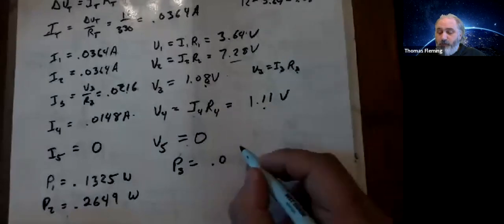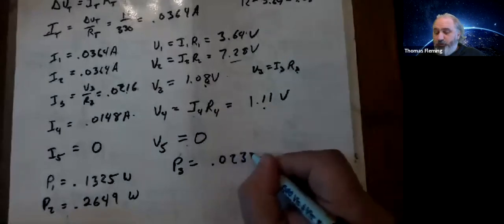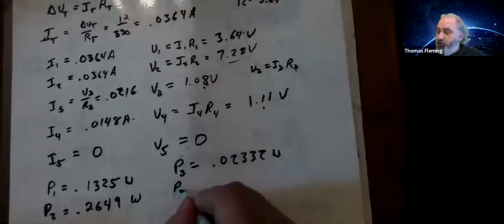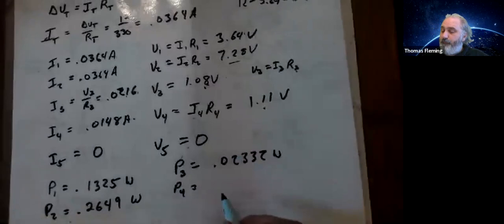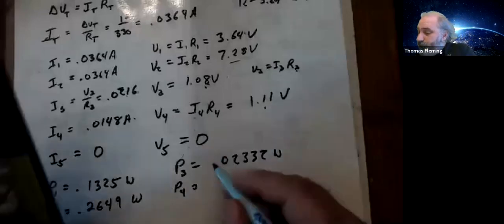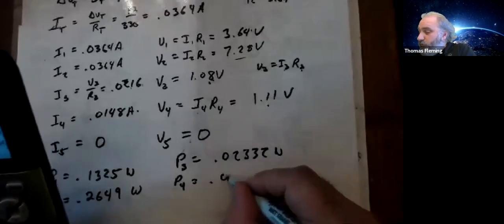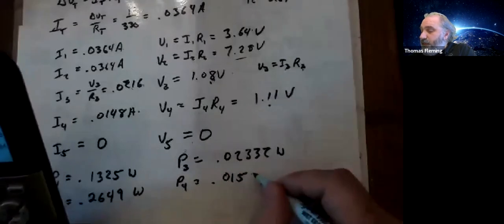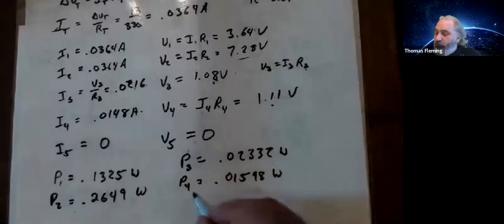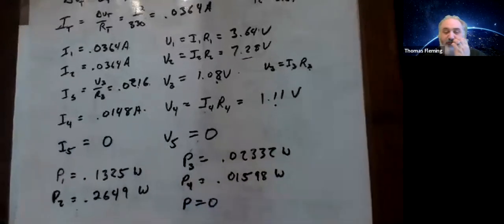0.02332. Let's keep extra sig figs. The power through 4 would be this times this. So 0.01598 watts. And of course, the power through 5 is just flat out 0.